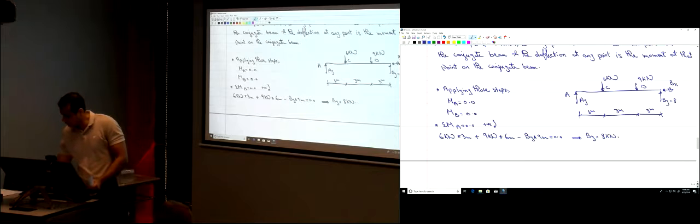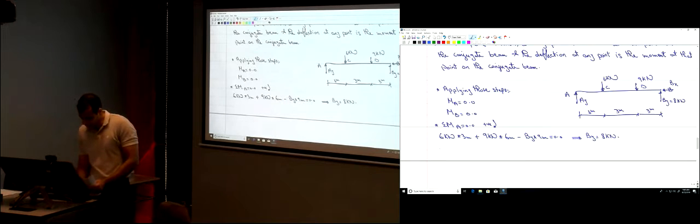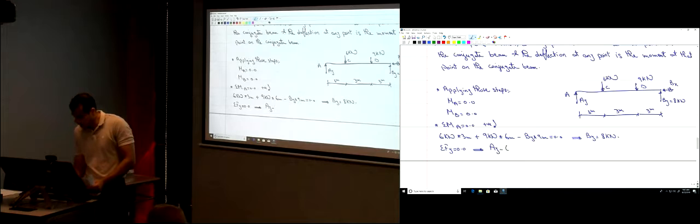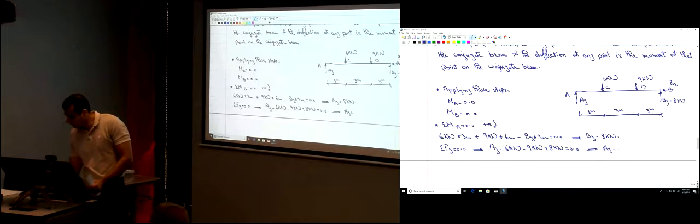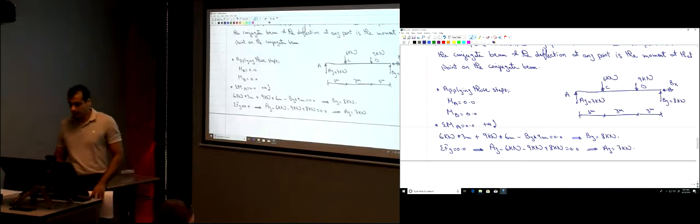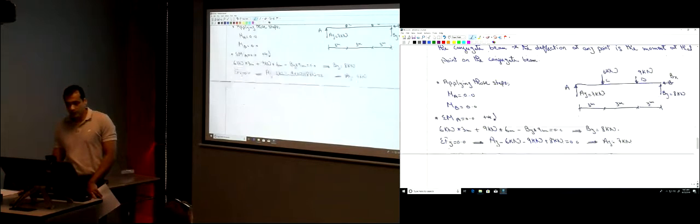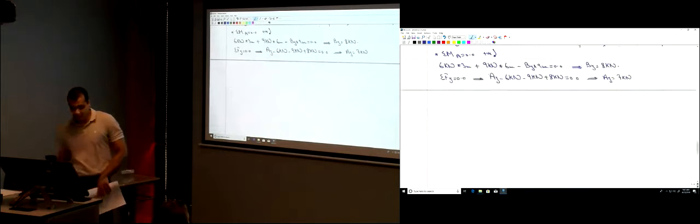So now I know BY is 8 kilonewtons, and then I apply the summation of the forces in the y direction equal to 0. What are the forces in the y direction? We have AY. We have 6 kilonewtons downwards, so it's negative. 9 kilonewtons going downwards, so that's negative, and then plus 8 kilonewtons, which is BY, equal to 0. So from this, I can find how much is AY. So AY is 7 kilonewtons. So now I know how much are the reactions, okay? AY and BY. Now we can go ahead and find MC. How much is MC?